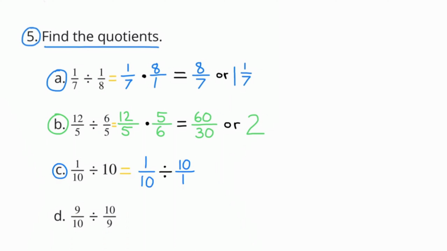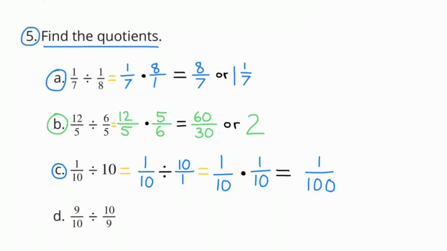C. 1/10 divided by 10. That equals 1/10 divided by 10 over 1, and that equals 1/10 times the reciprocal of 10 over 1, which is 1 over 10. So 1/10 times 1/10 equals 1/100th, or 1 over 100.